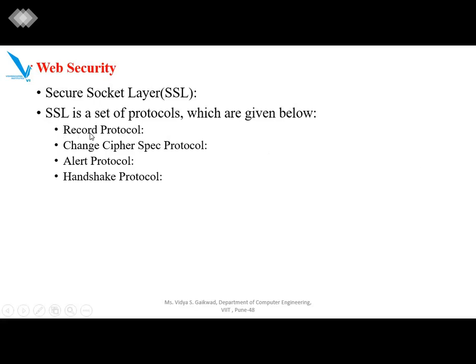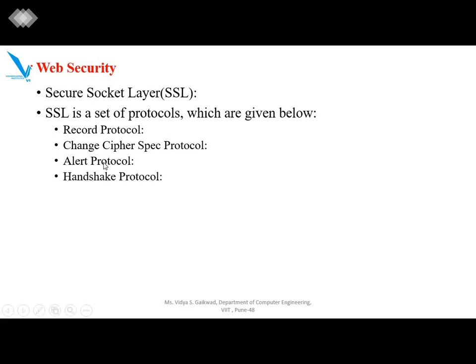So let's see the first protocol in detail, that is record protocol. It is used to ensure security and integrity of the data. Also it defines the format used to transmit the data. Change cipher spec protocol: this message is sent by both the server and the client to inform the other party that subsequent records will be protected under the just negotiated cipher spec and keys.